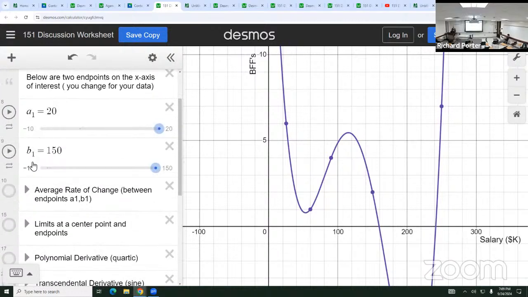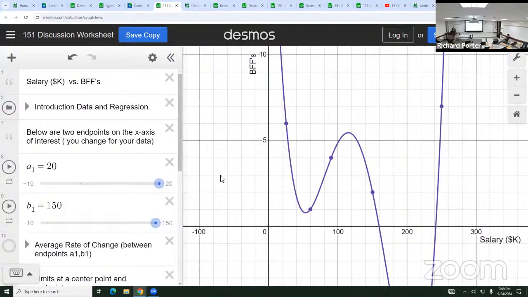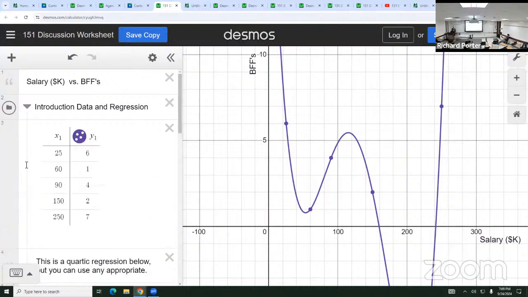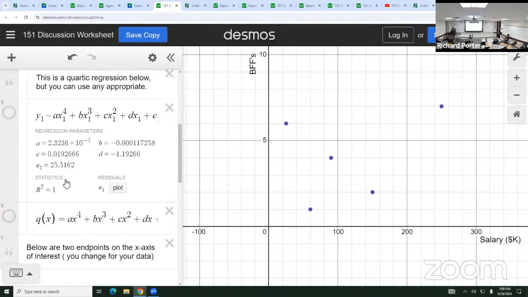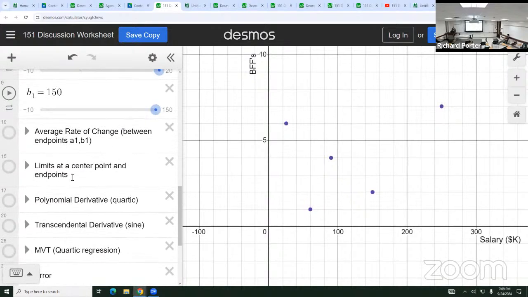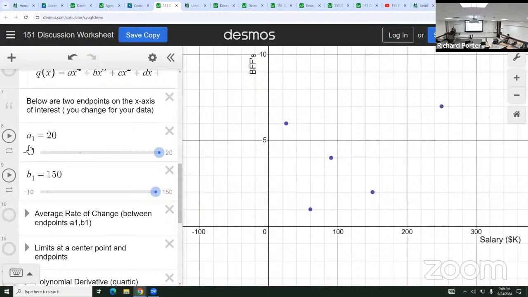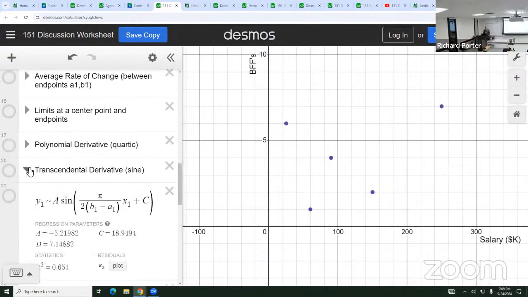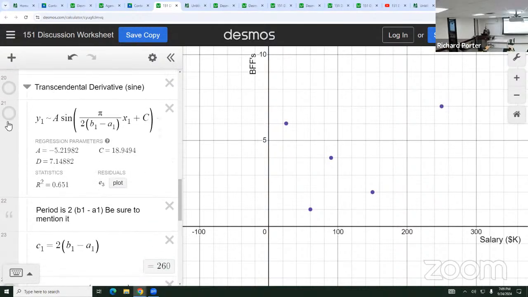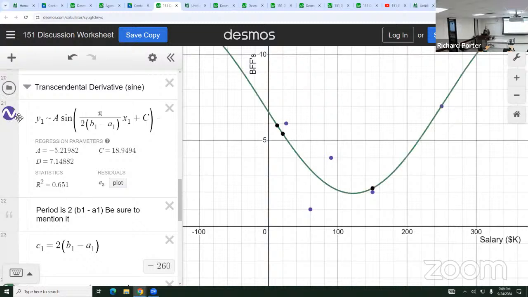Okay. So let me turn off. So that's a quartic. I don't want the quartic on, and it's in the introduction. So I'm just going to turn it off. There's my data, though. I'll keep the data. And I need this A1, B1. That's 20 and 150. Okay. Transcendentals. Okay, so now we're doing a sine regression. That's a sine regression. Not bad.